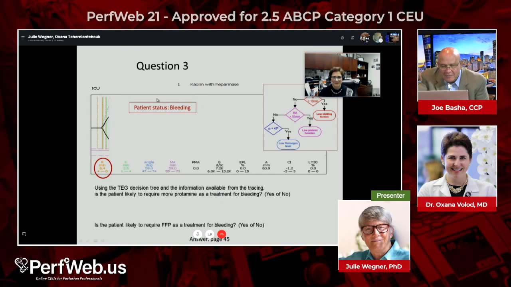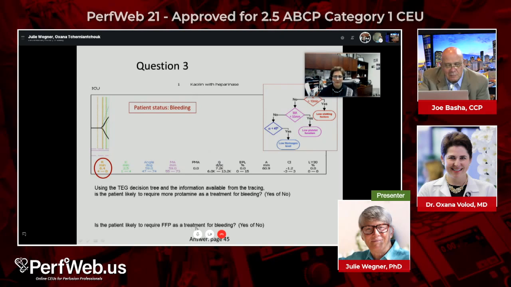Now we just have the first about 10 minutes of the TEG. The patient's status is bleeding, and it's a kaolin with heparinase. Using the TEG, is the patient likely to require more protamine as a treatment for bleeding at this point in time? Well, I would say no. That's correct.